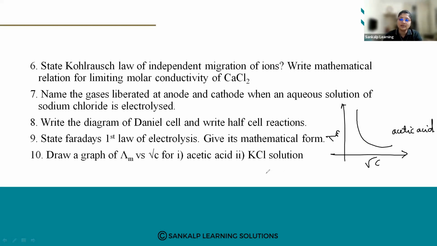And for the other, the strong electrolyte, take square root of c here. Then how will this be? It will be like this. So this is for KCl. So draw these two. For the graph, you will get 1 mark each. Based on the type of question asked, you have to answer it. I hope you are getting it. So what is to be answered?